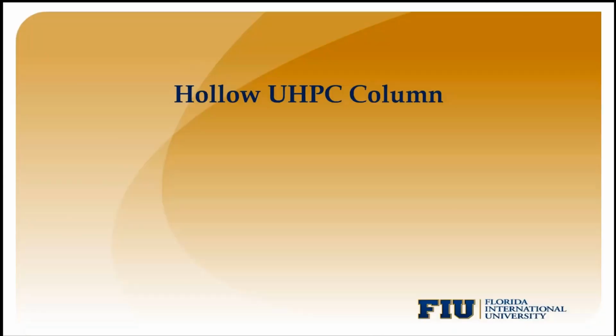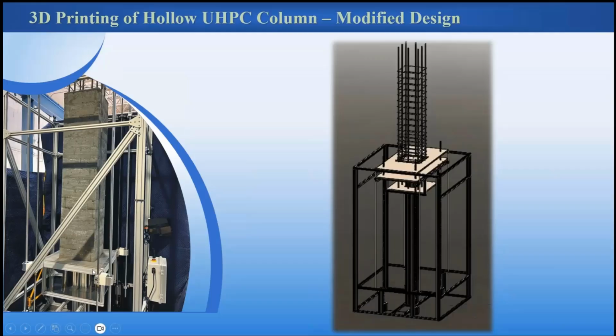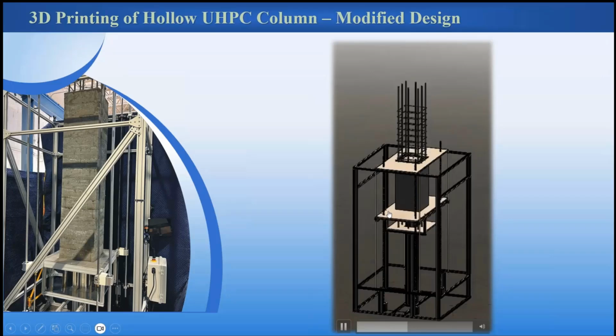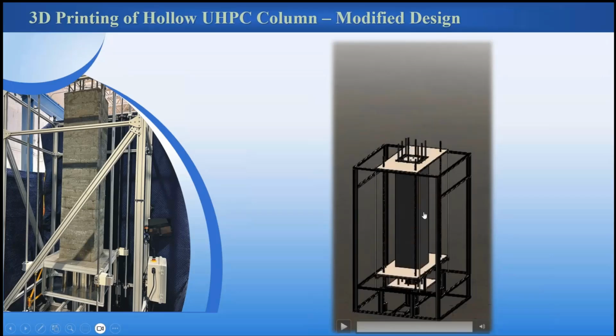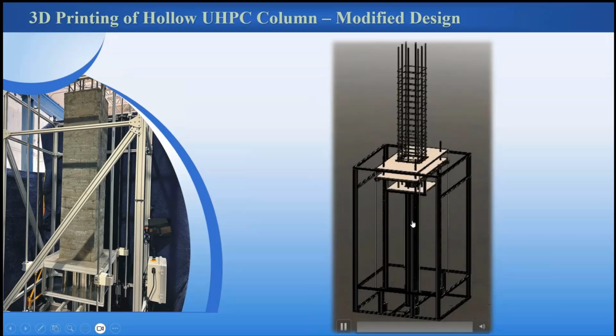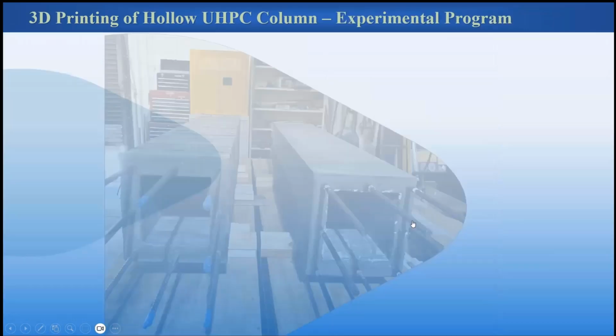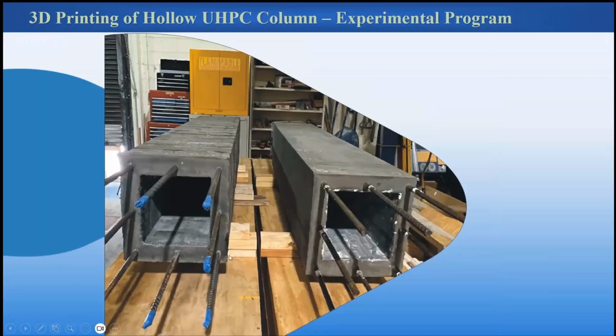This is a printer. The platform that you see here goes from the top and then moves down. Here is a schematic showing this. As it moves down, you are depositing the UHPC from the top and printing. So this one is printing a hollow column. Here is the printed one. I think it's a 14-inch by 14-inch hollow UHPC column, and this is the cast-in-place version of it.